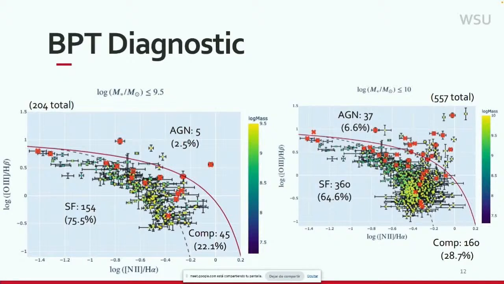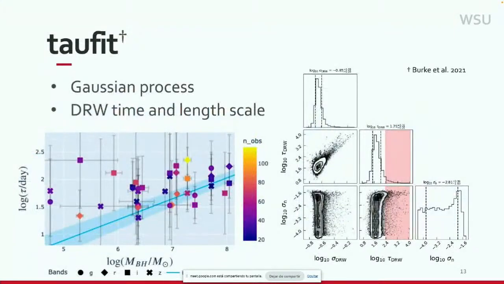Finally, we wanted to compare the damping timescale associated with a damped random walk. To do that, we use a software called TauFit. It fits the light curve as a Gaussian process, and it finds that damping timescale as well as a damping length scale. A corner plot of those values is shown on the right. On the left, we have those results compared to the relation found in Burke et al. 2021. Similar to that paper, we see general agreement with a large amount of scatter. Next slide.